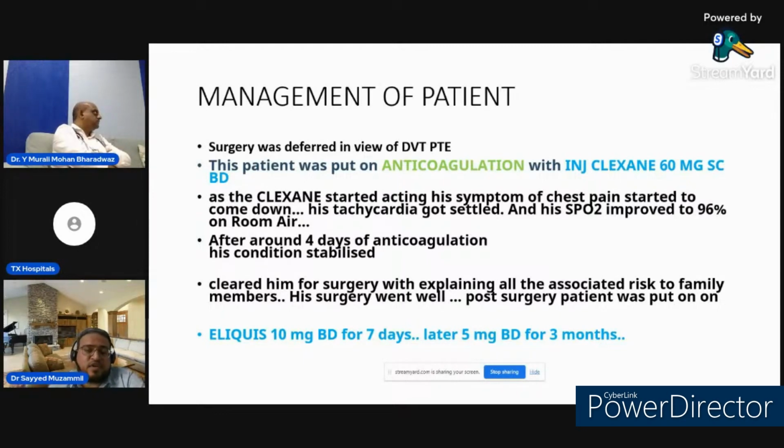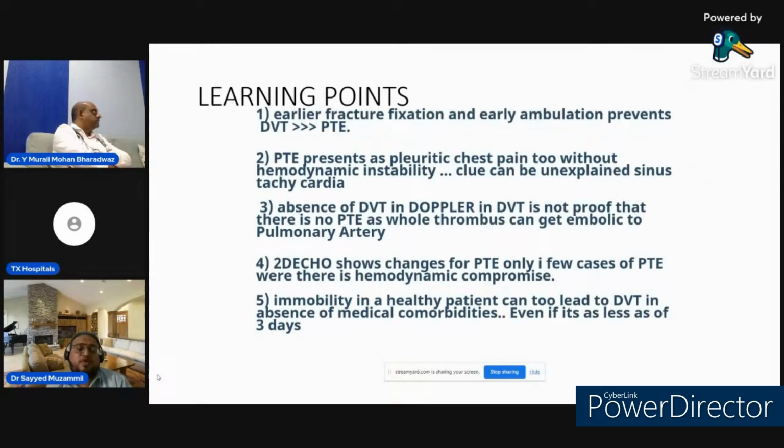all well. After surgery, I put this patient on Eliquis 10 mg BD for 7 days, followed by 5 mg BD for 3 months as anticoagulation for unprovoked DVT due to bedridden status. So, the learning point in this case is that the earlier we fix the fracture and ambulate the patient, the more we reduce the chances of DVT and pulmonary embolism.